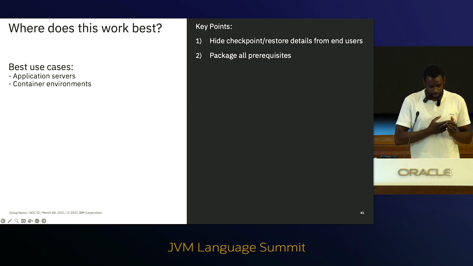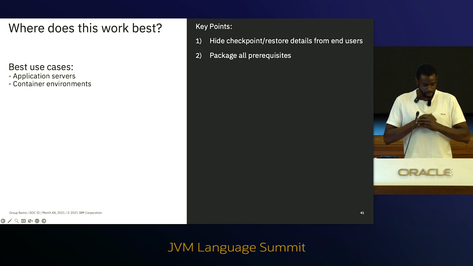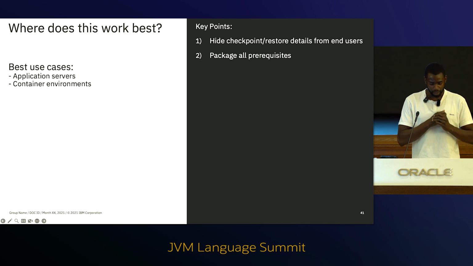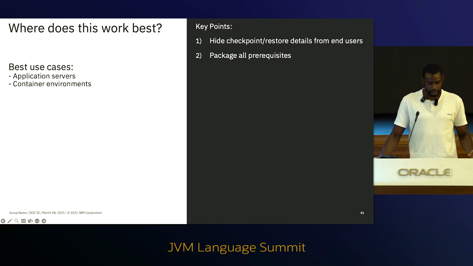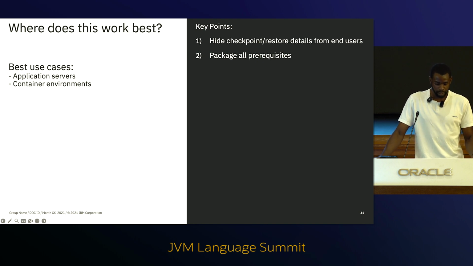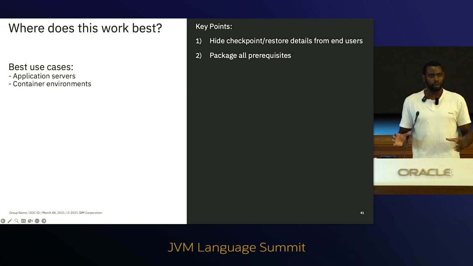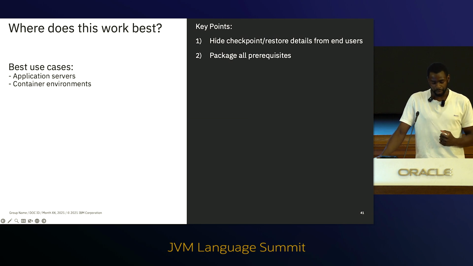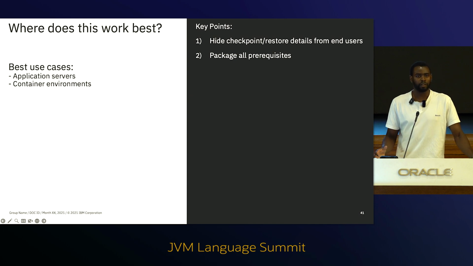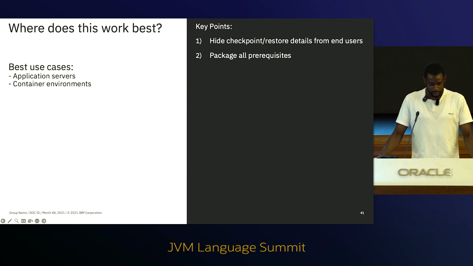So figuring out where to checkpoint can be tricky. Knowing what state to fix up is also challenging. And there's lots of stuff to package for this. So we find that this approach works best with application servers. So things like Liberty, Spring Boot, that style of workload is probably the best use case we've seen right now. Similarly, we think that containers are the best way to package everything together and put all the dependencies you require there. There might be other use cases, but so far we think this is where this approach works best.